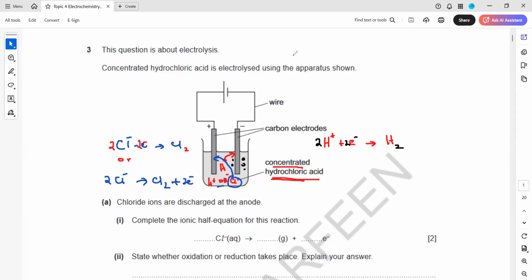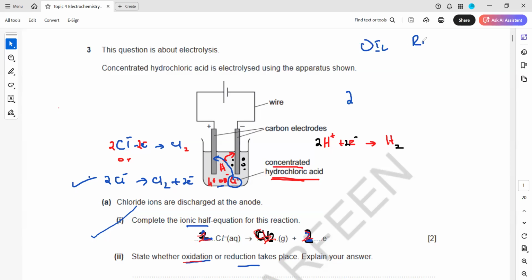So first, you can use a screen annotation to complete this equation. Complete the ionic equation for this reaction. That's right. So we have the two chloride ions. This is the equation we have to write. So two chloride ions produce a chlorine molecule and give off two electrons. What is this change? Is it oxidation or reduction? Remember from OIL RIG.